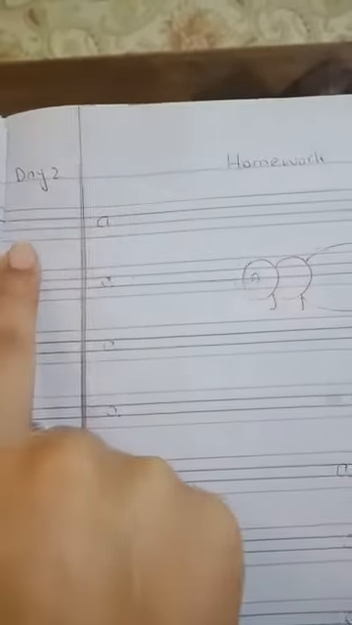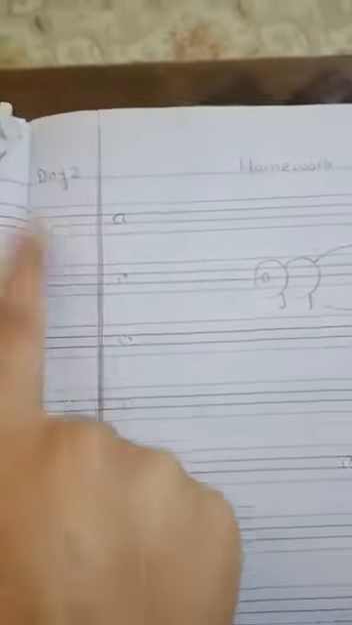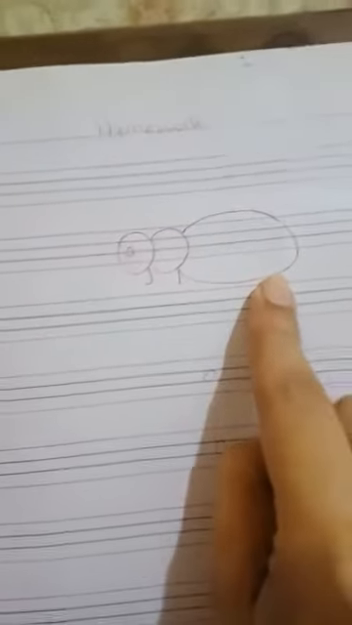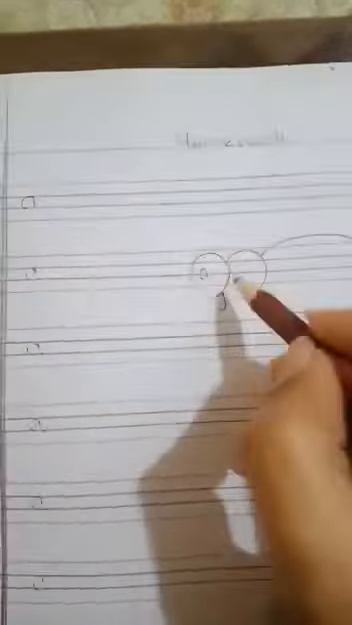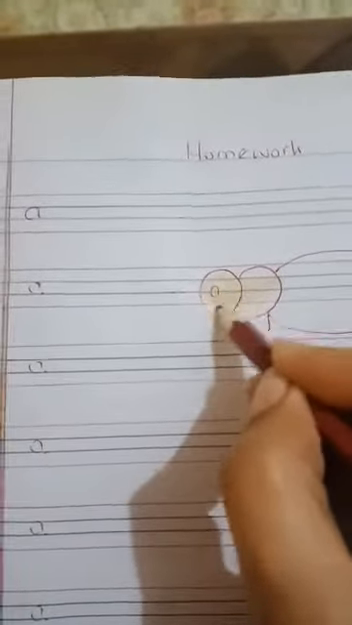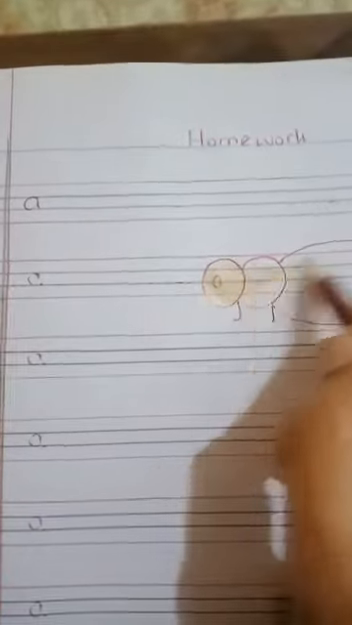Open your notebook of English, day 2. What is this? This is an ant. Ant. What is the color of ant? Brown. Take out your brown color and start coloring. Color inside the picture. You work neatly.